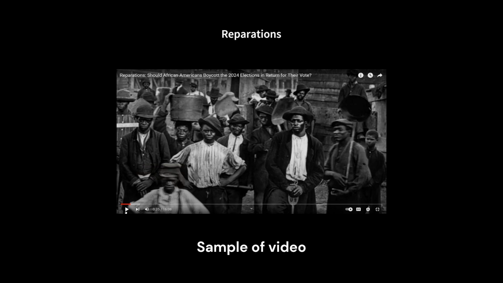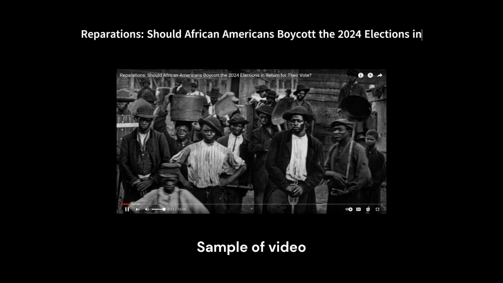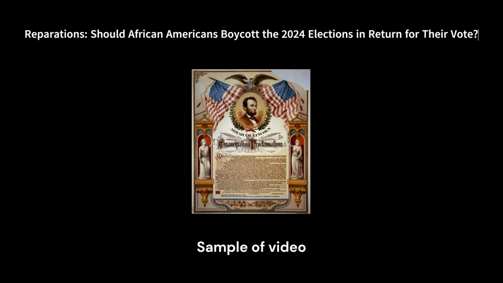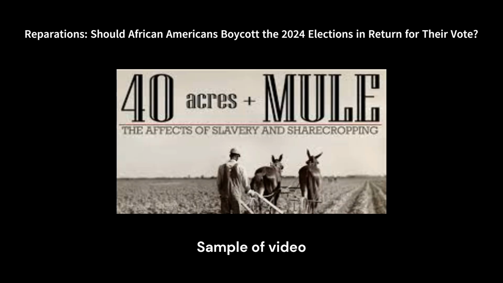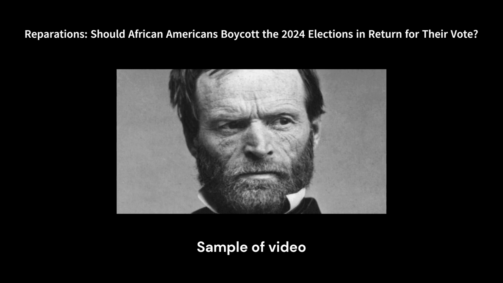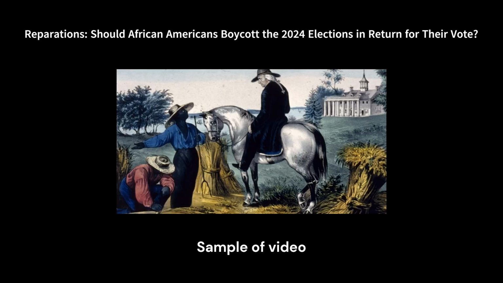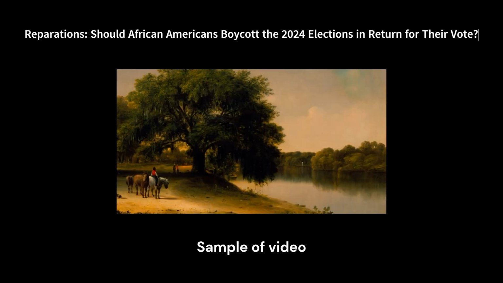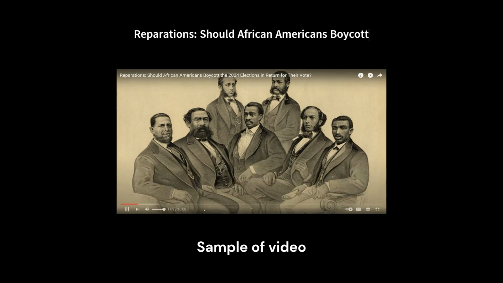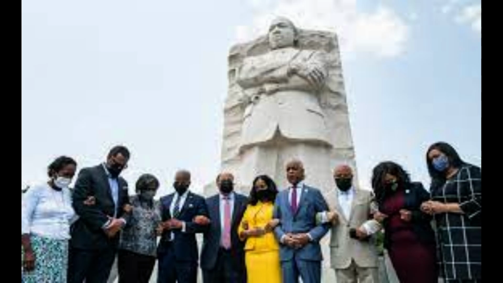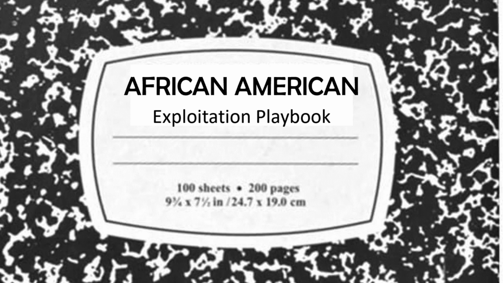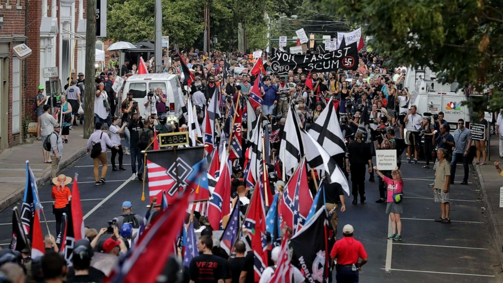To comprehend the underlying reasons behind this movement, we strongly recommend watching a video entitled, Reparations: Should African Americans Boycott the 2024 Elections in Return for Their Vote? This video provides an accurate depiction of African American history, tracing it from the post-slavery era to the present day. It vividly illustrates how both Republicans and Democrats have repeatedly collaborated to make promises to African Americans during election campaigns, only to renege on those promises once they secured the African American vote. In response to this systemic exploitation and the rise of normalized white supremacy, African Americans are embarking on this movement.